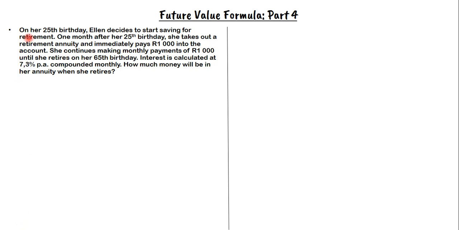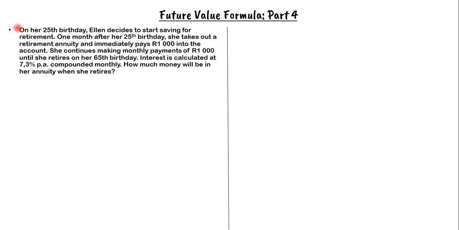All right, so the instruction goes like this. On her 25th birthday, Ellen decides to start saving for retirement. One month after her 25th birthday, she takes out a retirement annuity and immediately pays 1,000 into the account. She continues making monthly payments of 1,000 until she retires on her 65th birthday. Interest is calculated at 7.3% per annum compounded monthly. How much money will be in her annuity when she retires?